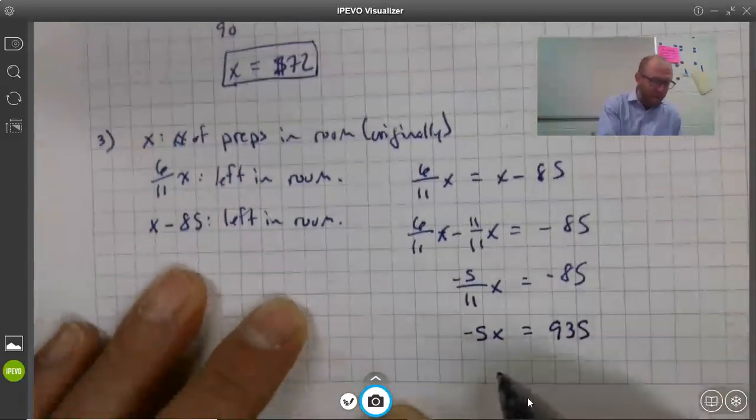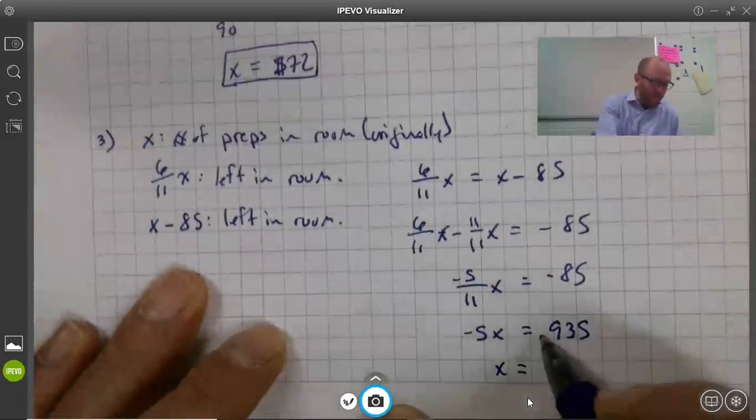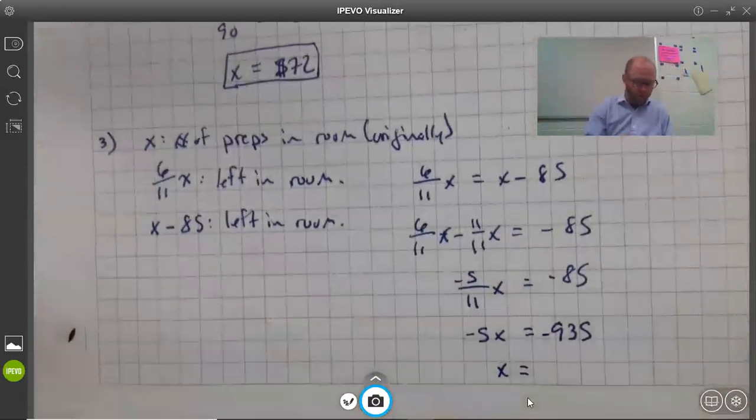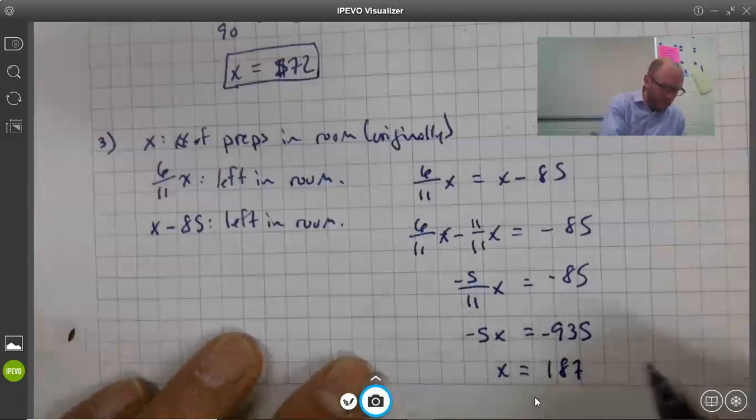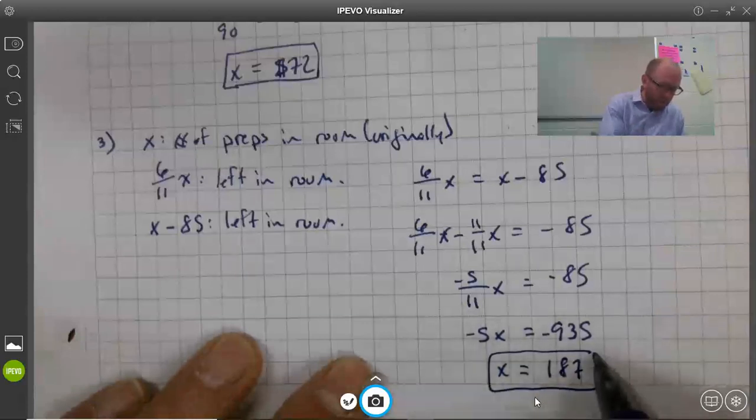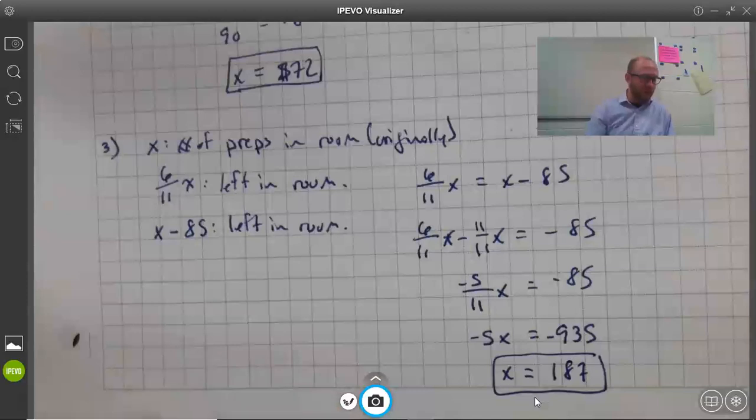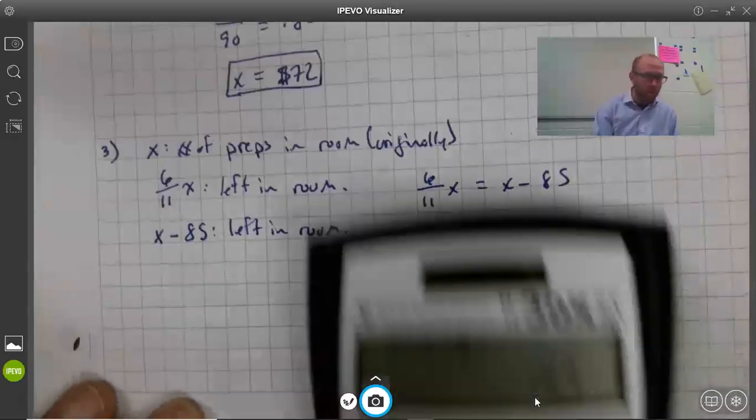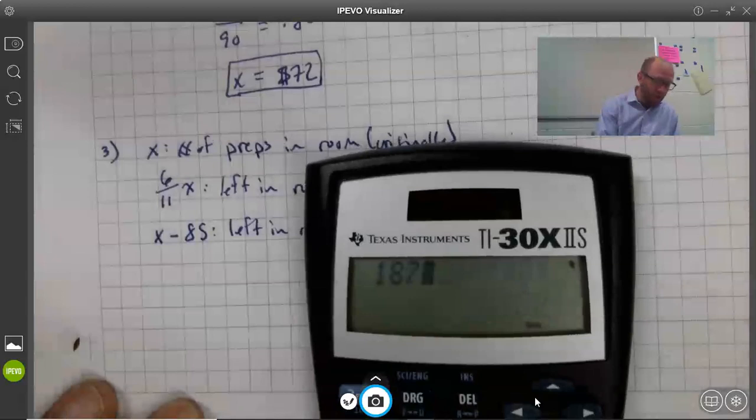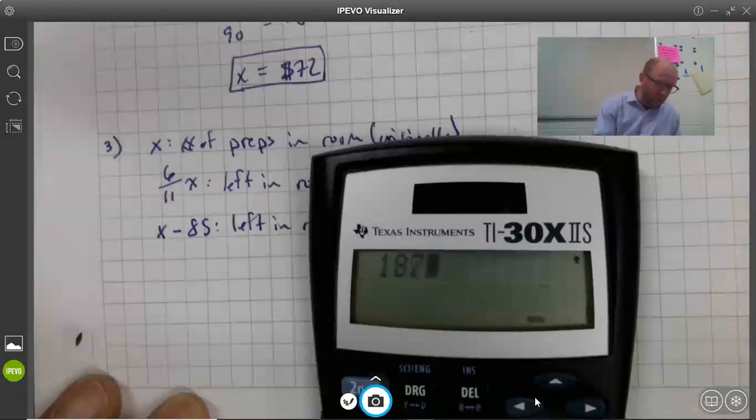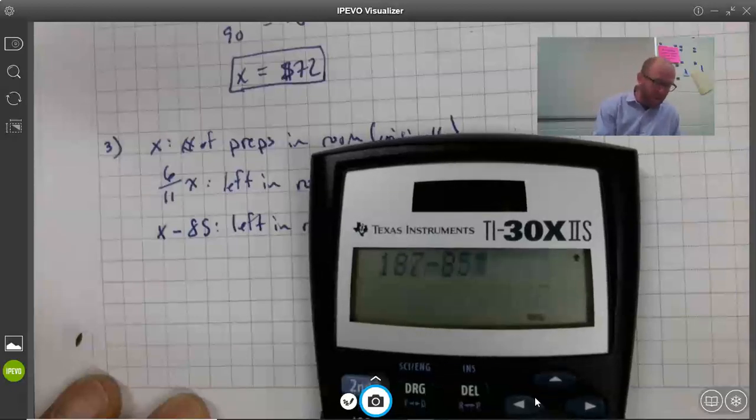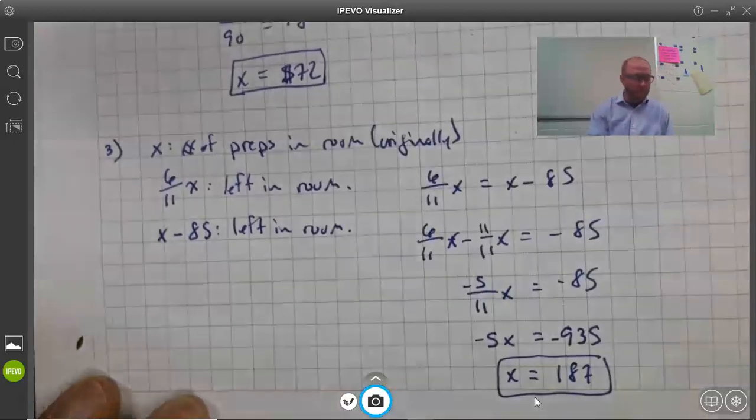935, then divide by negative 5 on each side. Divide by negative 5 on each side, so 935 divided by 5 is 187. And we just check here to see if that's correct. So let's see, if there are 187 originally, then 187 times 6, ABC 11 is 102, and 187 minus 85 people who left is 102, so it works.